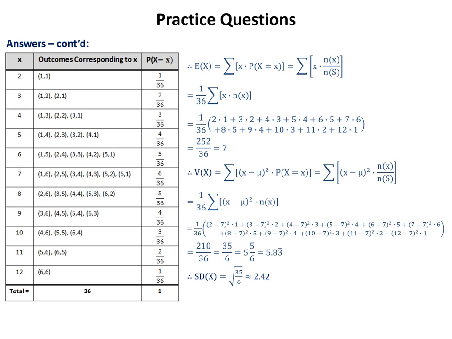And so ultimately, that ends up giving us a final answer of 35 over 6, or 5 and 5 sixths, or 5.83 repeated. And then to get the standard deviation of x, we simply take the square root of 35 over 6, which rounds to 3 sig figs to 2.42.